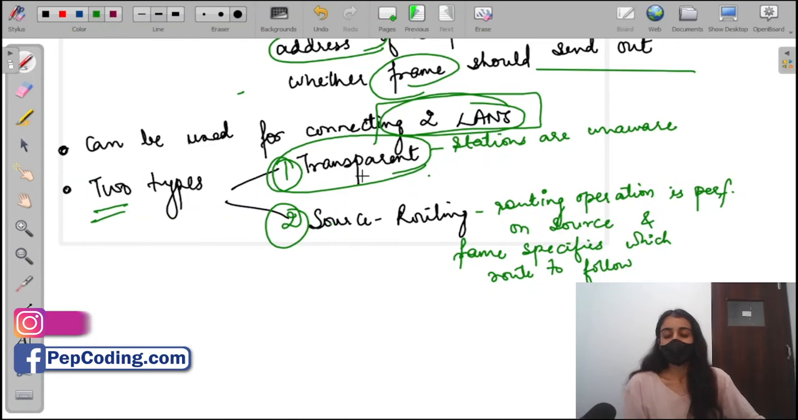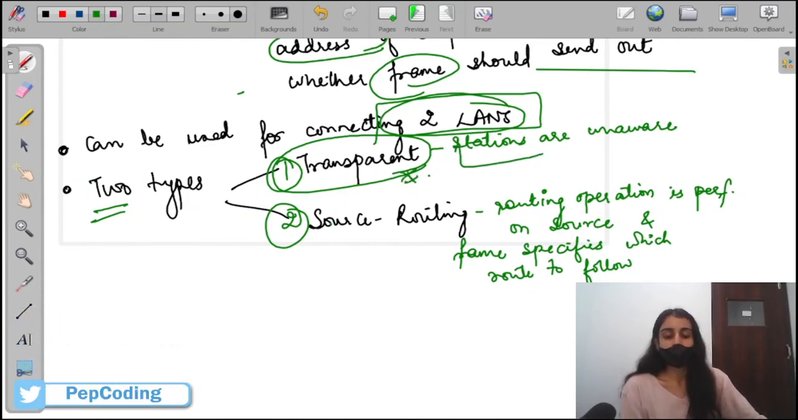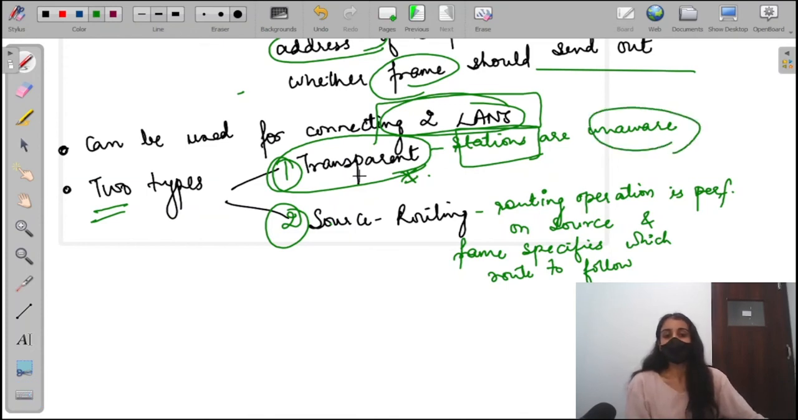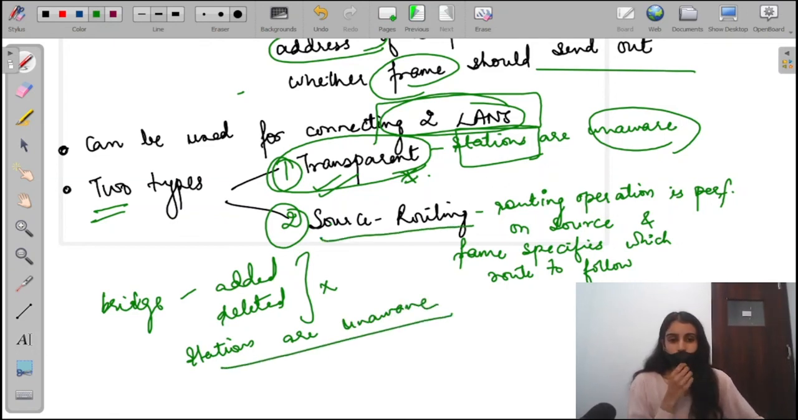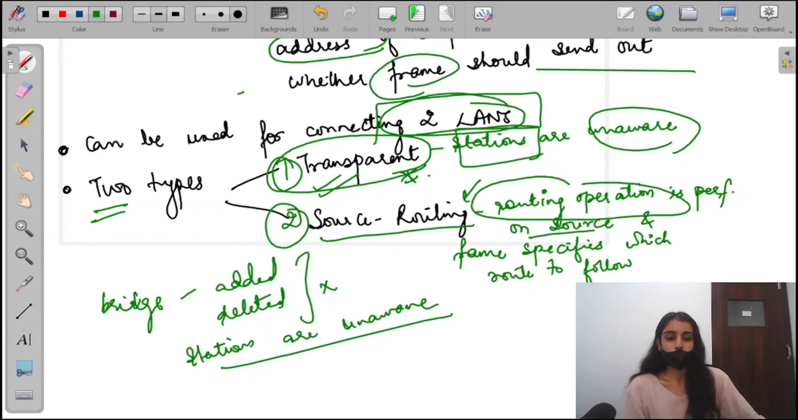So transparent bridge, as the name suggests, means that the stations that are present over the network are unaware of the fact that the bridge exists. So whether the bridge gets added or deleted, there would be no effect because stations are unaware. But in source routing, stations are very well aware of the fact that the bridge is present. The routing operation is done on the source station, and the frame specifies which route to follow, using the routing table.